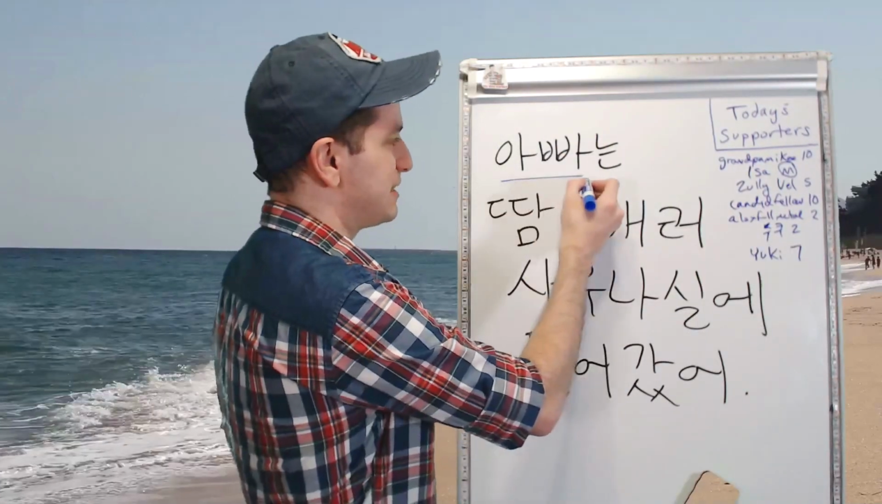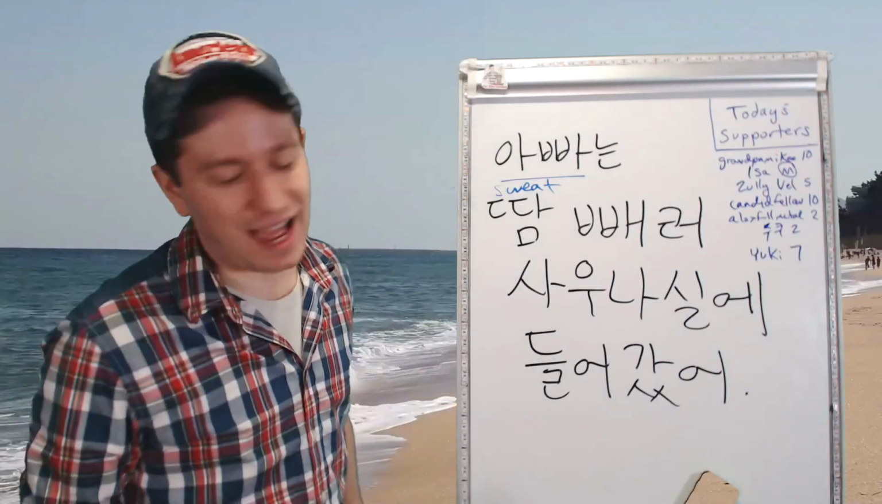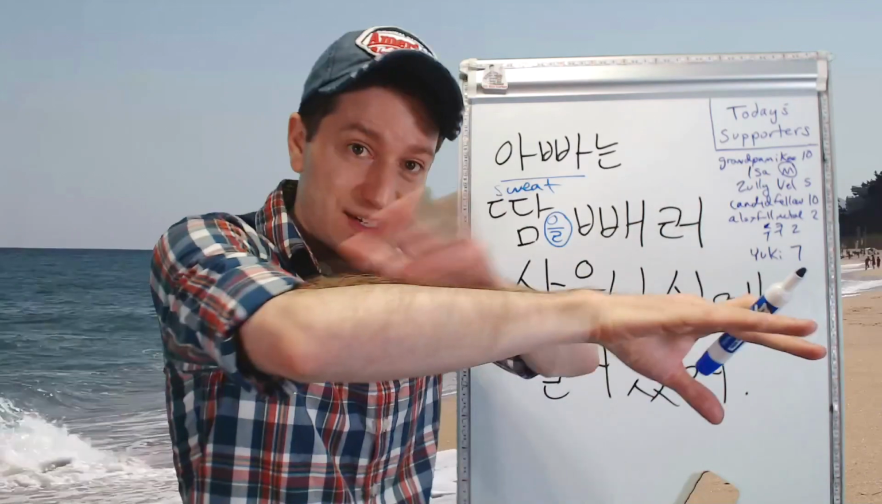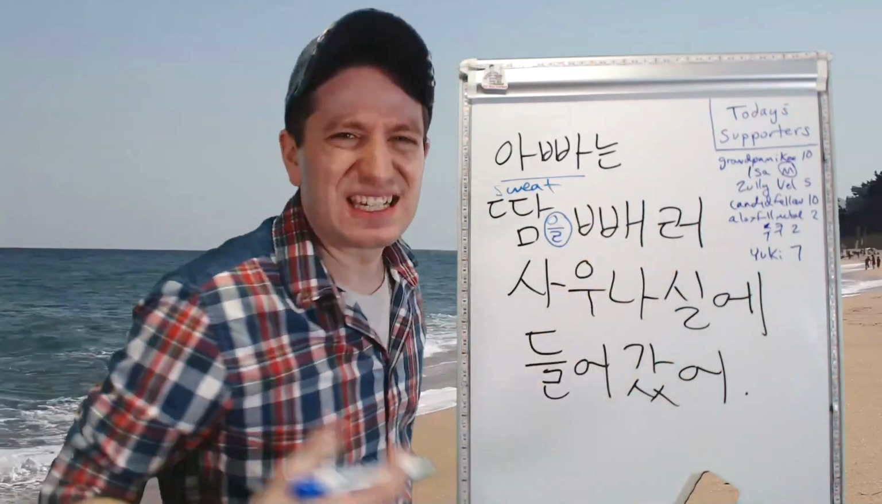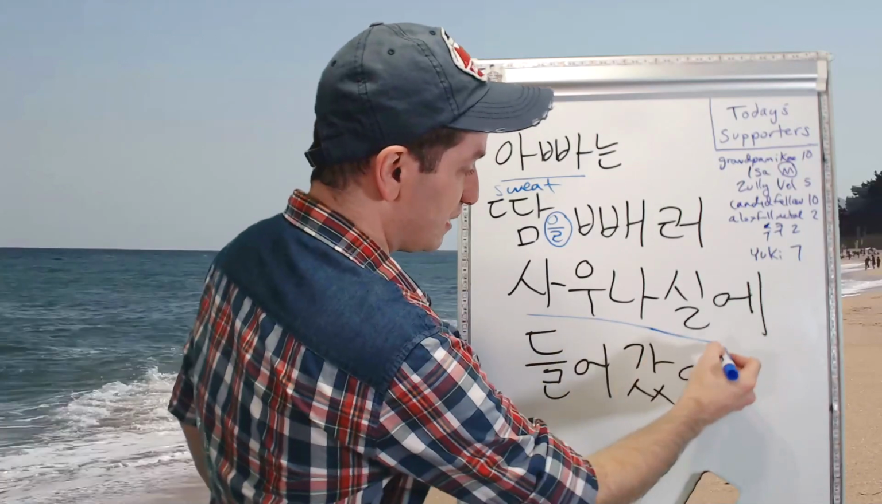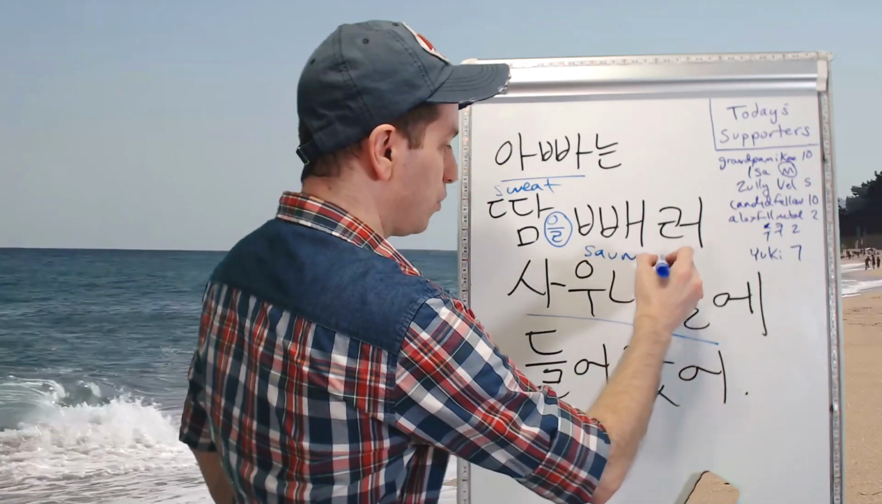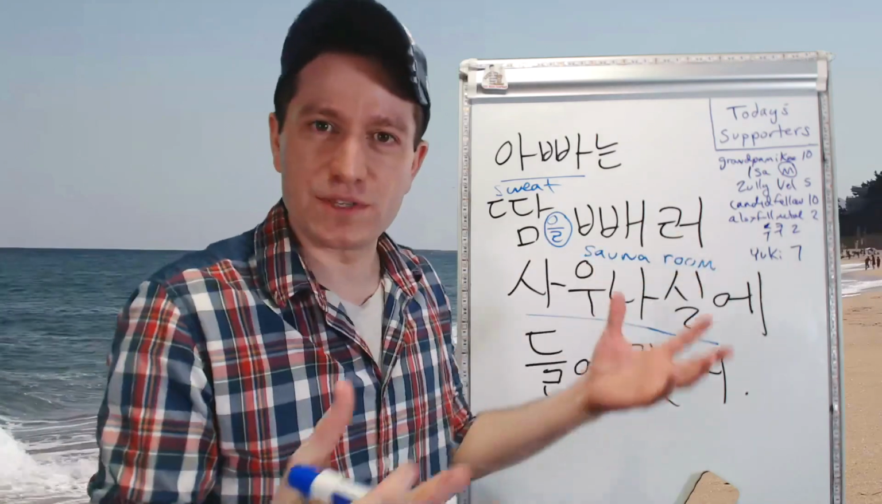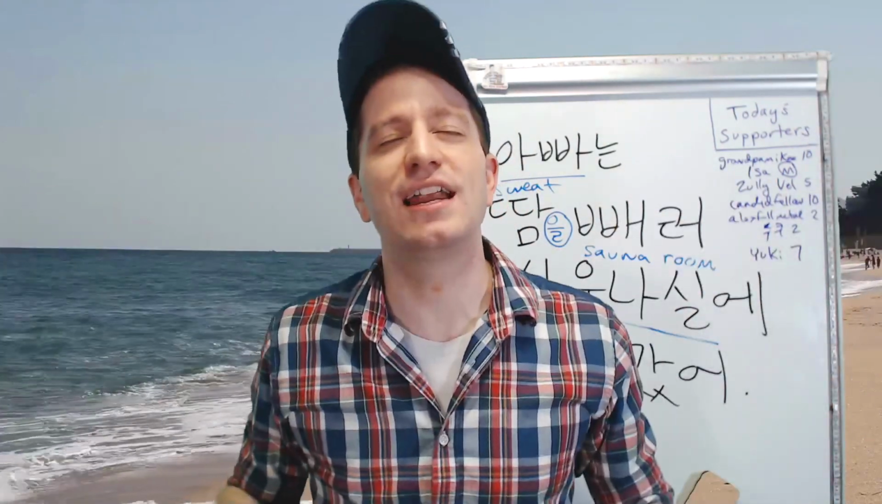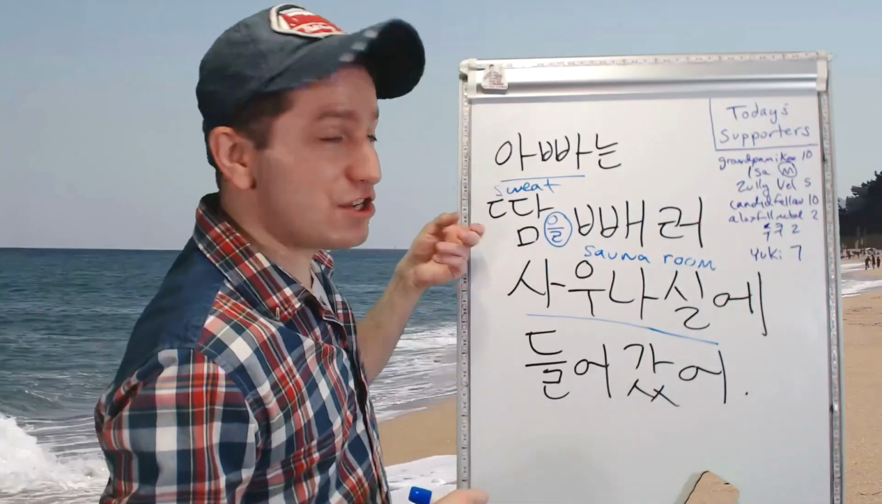아빠는, so dad, 땀 is your sweat. 땀 빼다, 땀을 빼다 means to get rid of sweat. In English, we would just say to sweat it out, right? You go to a sauna, 사우나실, literally sauna room, one of those sauna rooms where you go in and sit down and it's really steamy and really hot and you wear a towel and just sit there and sweat. He went there to sweat.